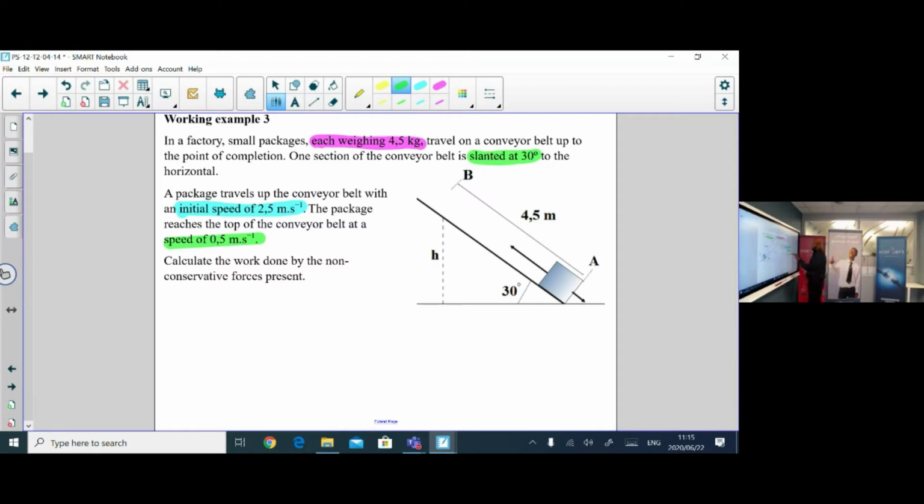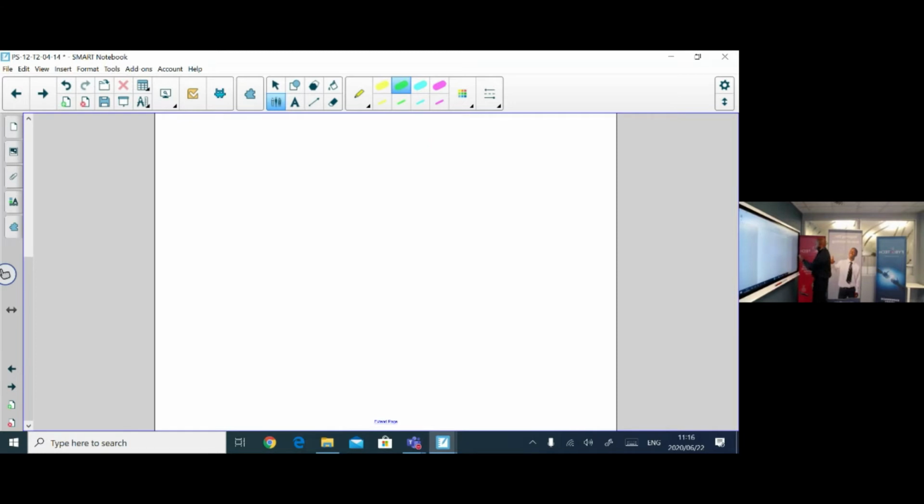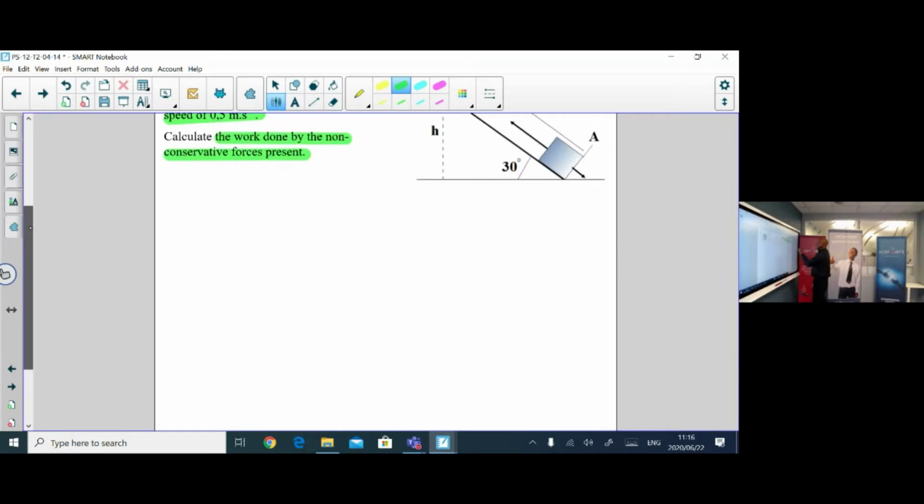What are they looking for? Calculate the work done by the non-conservative forces present. They told us these are non-conservative forces. In other words, we have to expect the friction. Obviously, we have to think about friction here. All right. Let me extend the page so that we can have enough space.